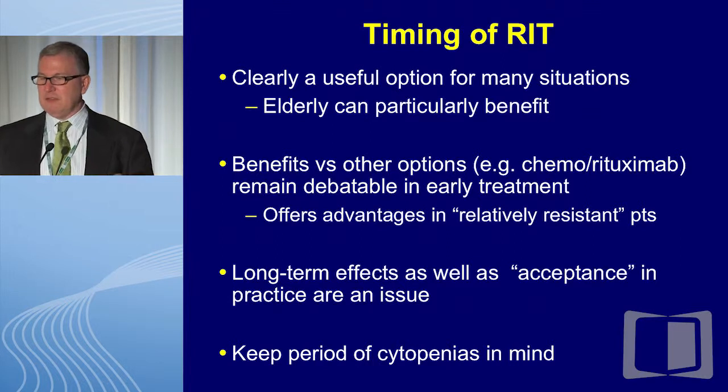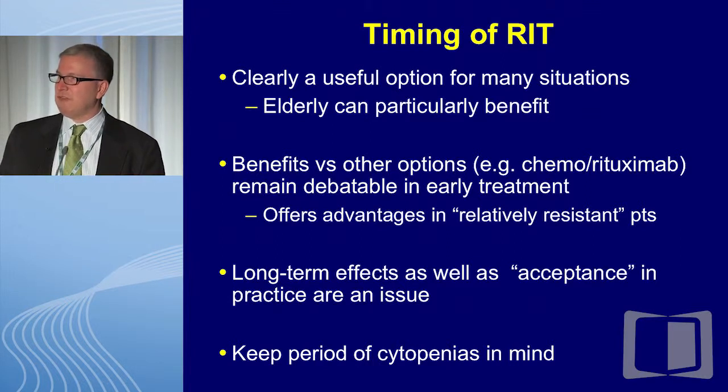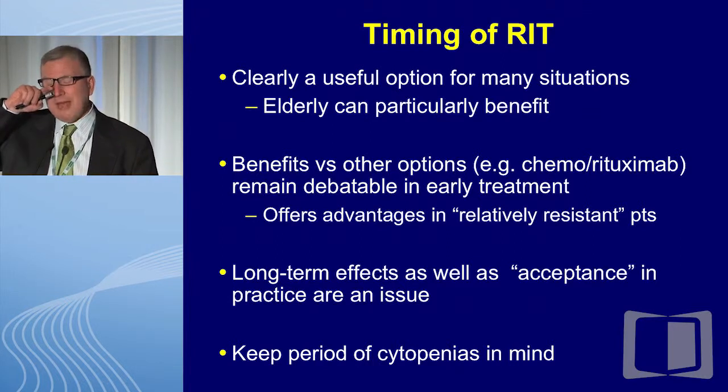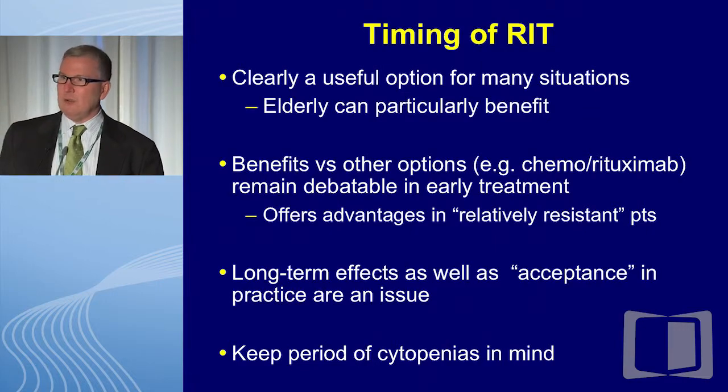The benefits of this versus chemo-rituximab is certainly something that's not been well established in the relapse setting. There are no randomized trials of chemo-R, let's say, versus RIT. That's certainly one of the reasons why I think it's less commonly used. The acceptance in practice certainly has been an issue, and you do have to keep in mind the myelosuppression, the secondary cancers, and the cytopenias that occur. That figures into the decision.